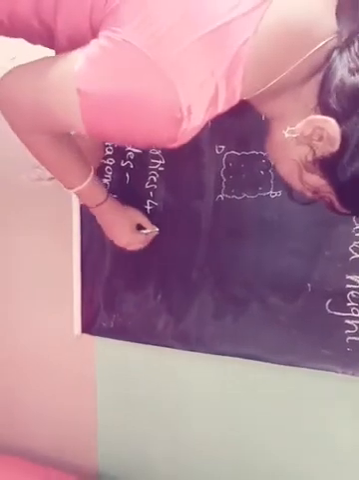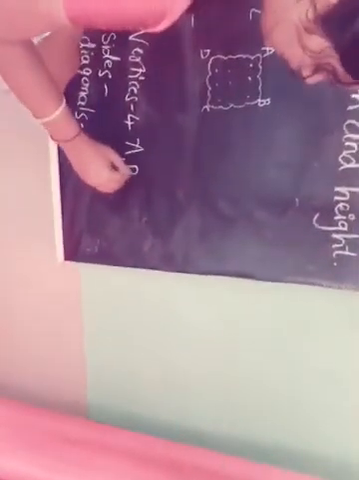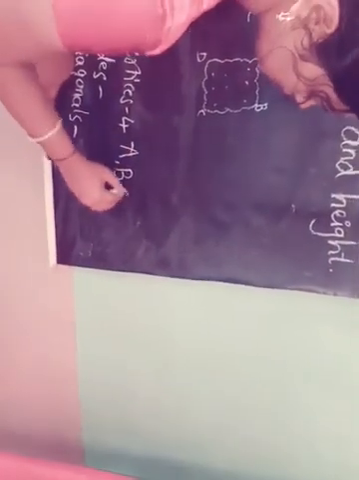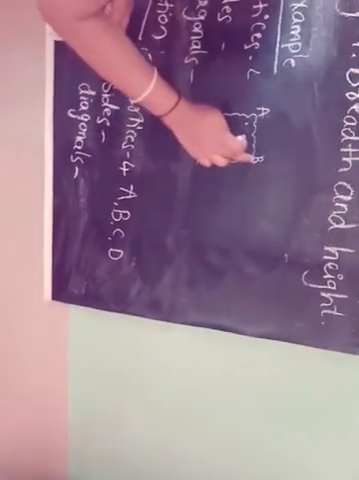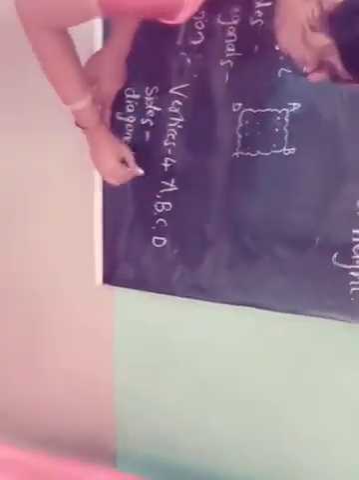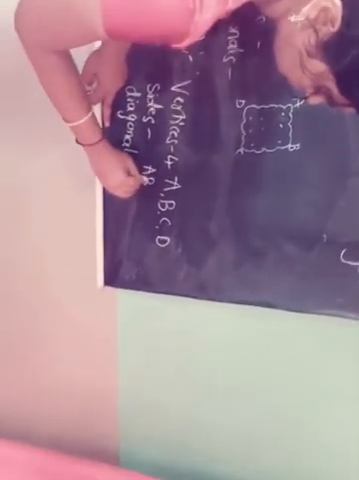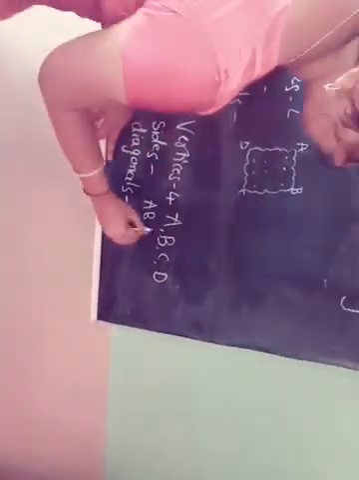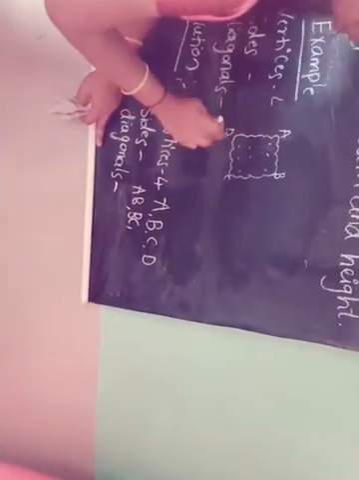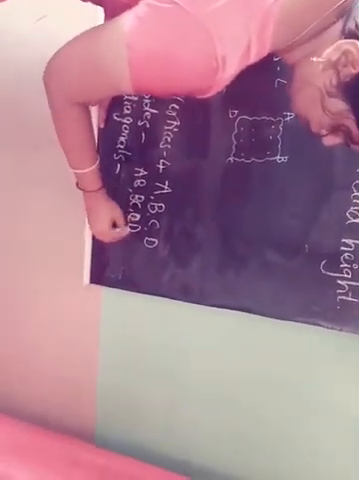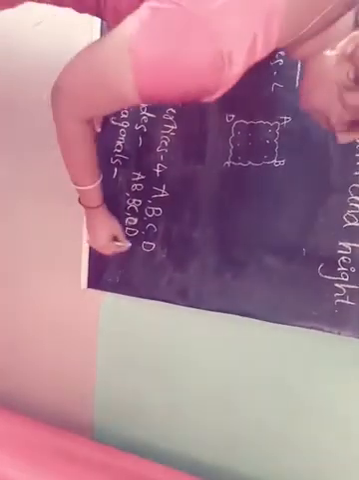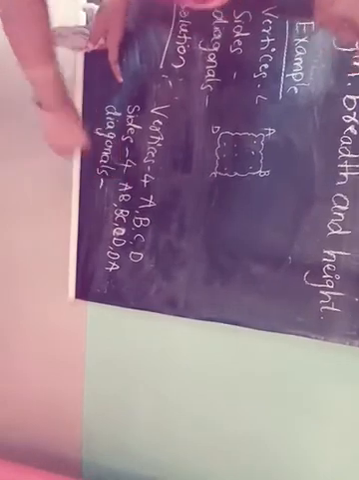Which are they? Name them. So, A, B, C, D. Sides. AB, one side. Then BC. Then CD. CD, DA. DA. 4 sides. Can we draw diagonals?